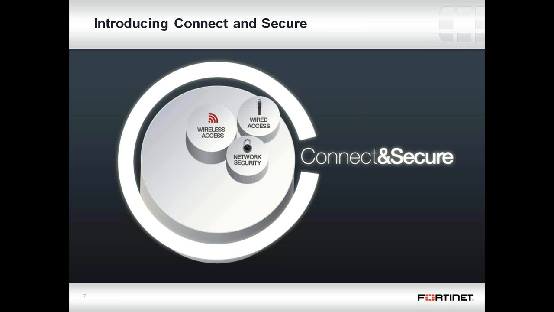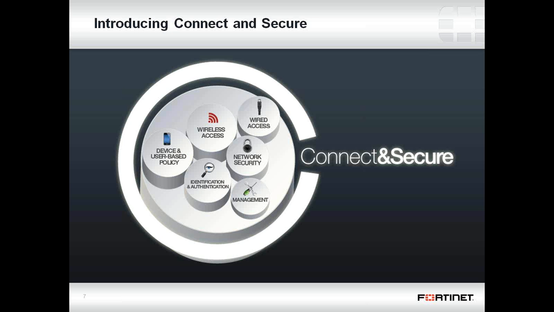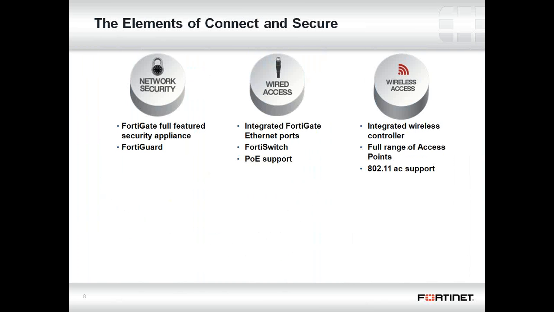Looking at that side of it, the connectivity and the security, we have 3 of the 6 pillars that make up Connect and Secure, complemented by the other 3 pillars of identification and authentication, policy, whether it be user or device-based, and then finally management. And looking at the products that support these 3 pillars, the security, wired, and wireless access part of it is all centered around Fortinet's FortiGate. Now the FortiGate may already be something you're familiar with. It's a leading-edge network security device being able to handle multiple functions at the same time.